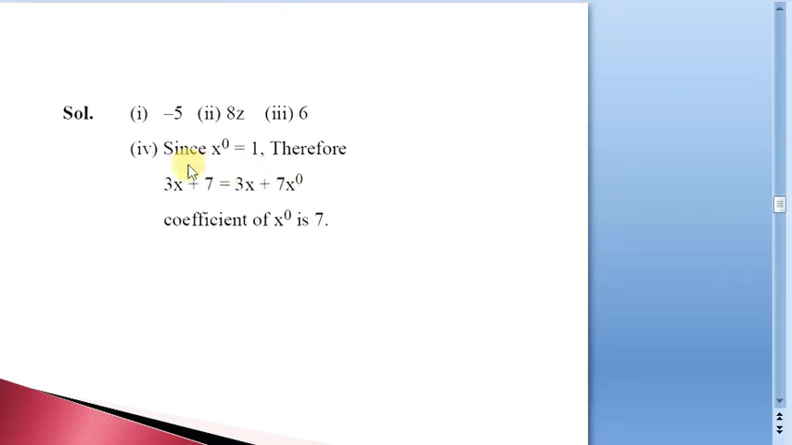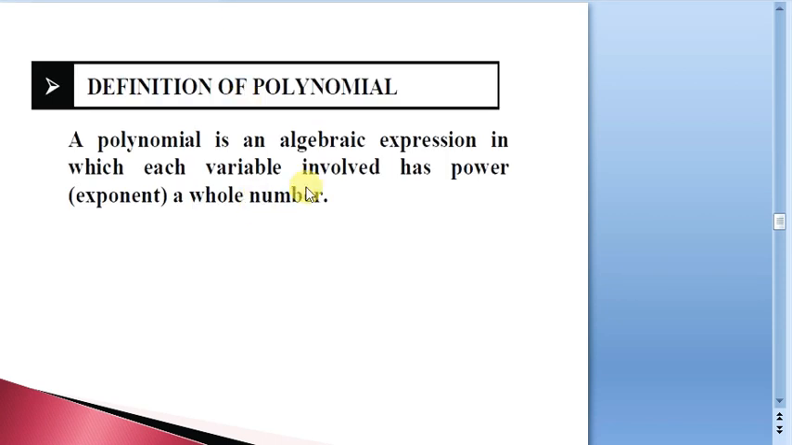Just we can have a look at these particular solutions. So these are the solutions for the "Try This" that we had taken earlier. Now let us begin our actual story. Till now, whatever you have seen is just a background for understanding the definition of a polynomial.